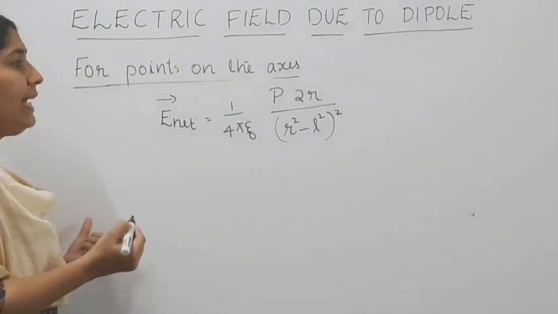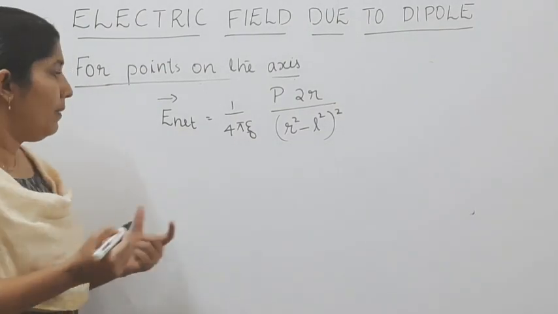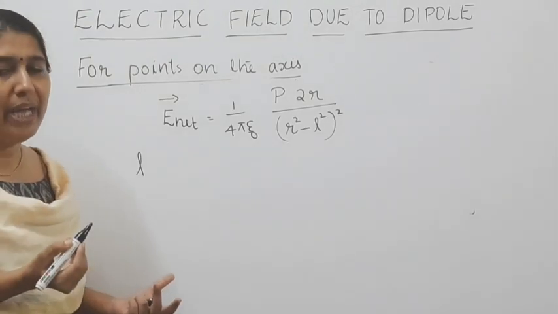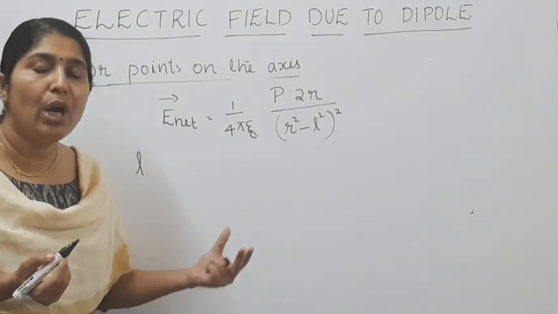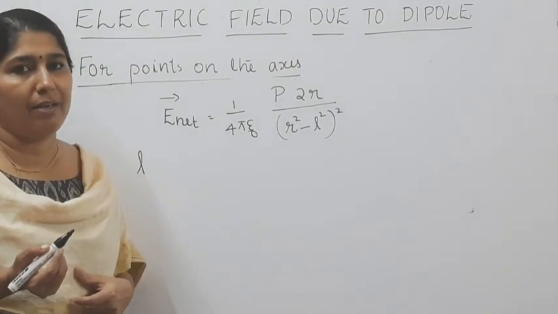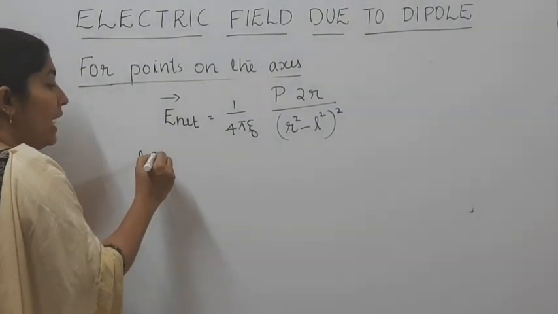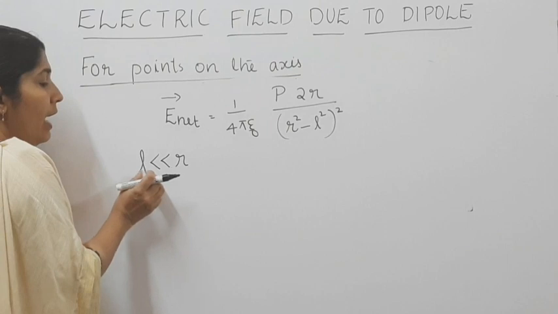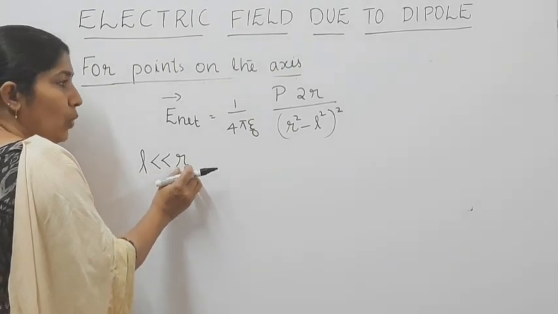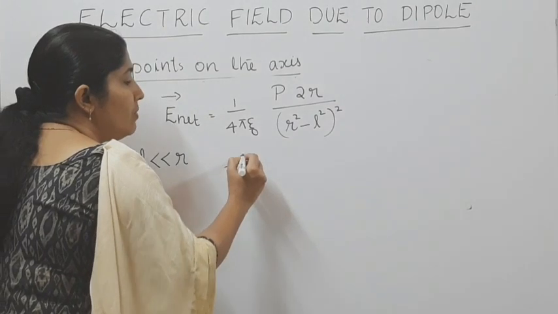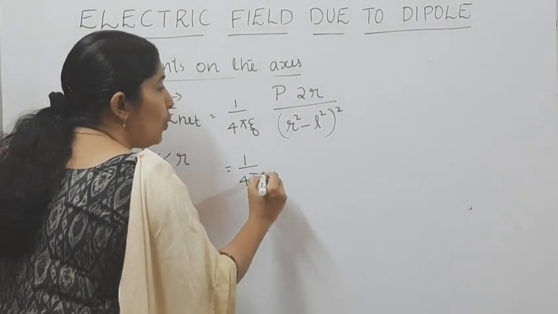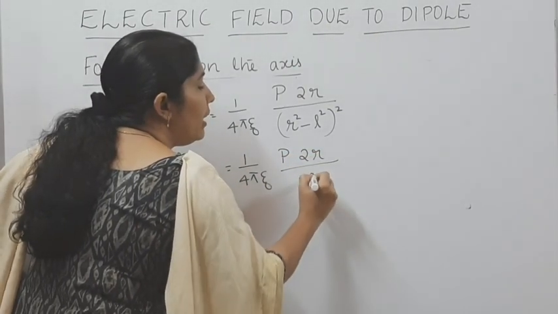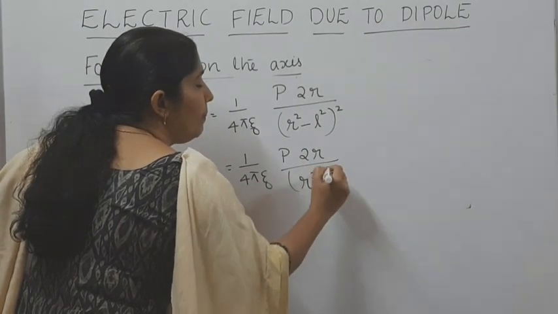Now, if the length of the dipole, which is 2L, is very small compared to the distance R, then the value of L is very small as compared to R. Half the length of the dipole is very small compared to R. Then this equation becomes 1 by 4 pi epsilon 0 into P into 2R divided by (R square) the whole square.